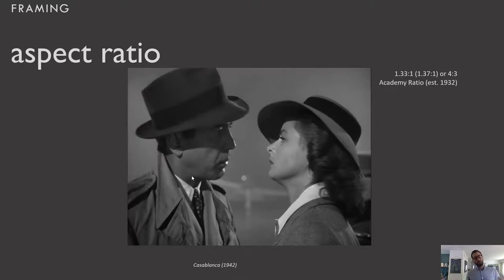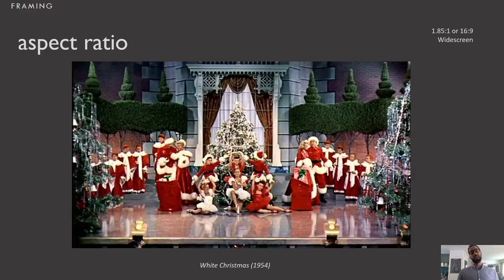And there are a number of aspect ratios, but there are three main ones that I think are important to know. The first one, once again, is called Academy ratio. It was established in 1932, and it's a 1.33:1. You look at a 30s or 40s Hollywood film, it'll likely be in that aspect ratio. Next up from that is widescreen. Widescreen is fairly common today. It's a 1.85:1 aspect ratio.